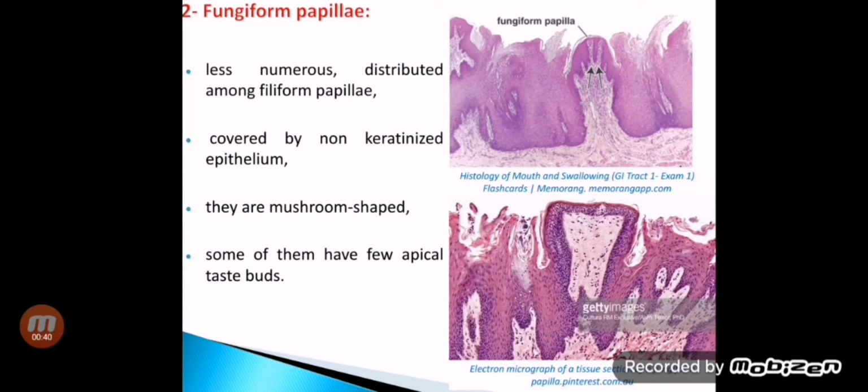Number 2, fungiform papillae. This is the fungiform papillae, and in this slide, this is the fungiform papillae. They are less numerous, distributed among the filiform papillae on the dorsal surface of the anterior 2/3 of the tongue. They are covered by non-keratinized stratified squamous epithelium. They are mushroom-shaped, meaning the superior surface is wider than its base. Some of them have a few apical taste buds on their superior surface.